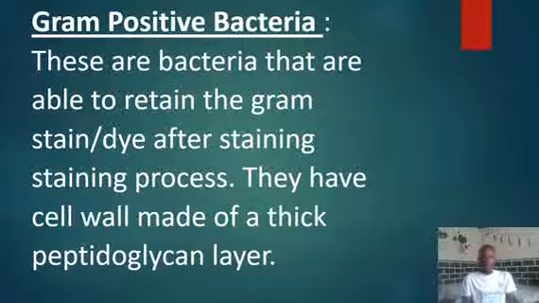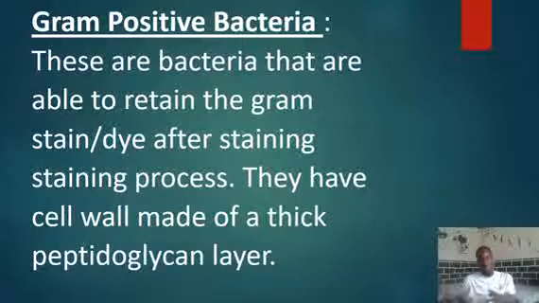Now let's look at the gram-positive bacteria. These are bacteria that are able to retain the gram stain, or the dye, after a staining process. Realize that normally before we study these bacteria, some of them, because of their nature, look very light, so we need to stain them before we can study them under a microscope. The gram-positive bacteria, after we have stained them, retain the stain. It means they are able to absorb the stain, and the stain stays on them after the staining process. Now this is because of one thing.